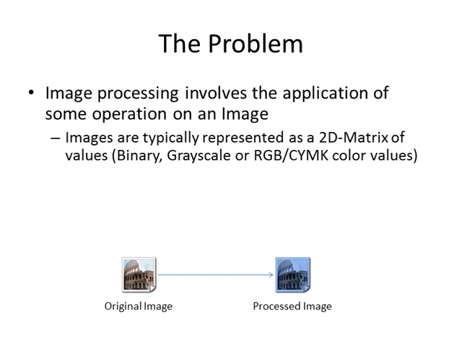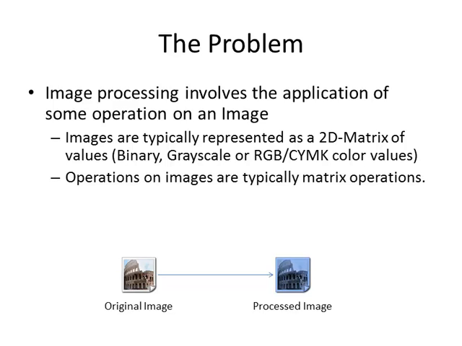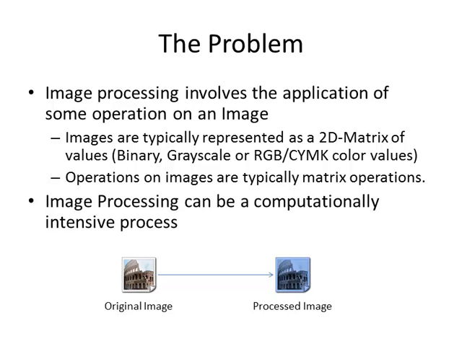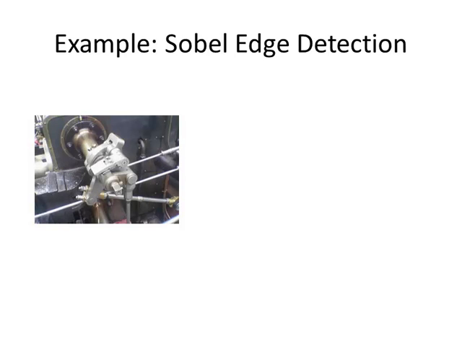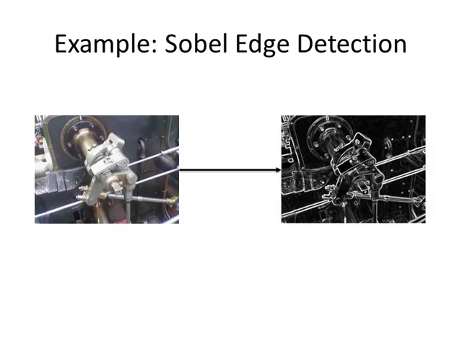Images are typically represented as a 2D matrix of color values that can be binary, grayscale, or RGB or CYMK color values. These operations themselves are typically matrix operations. Hence, image processing can be a computationally intensive process, particularly for large images or a large number of images. Let's take a look at an example. In Sobel edge detection, a special operation is applied on an image which extracts the edges of the image.